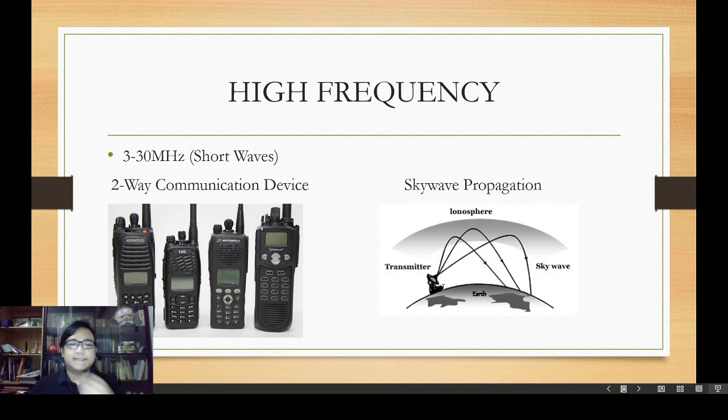The next is high frequency, which is the range of 3 to 30 megahertz. Generally known as short waves. An example is two-way radio communication. Communication of this frequency is called shortwave radio. Also, the radio waves of this band can be reflected back to Earth by the ionosphere layer in the atmosphere. This method is called skip or skywave propagation.